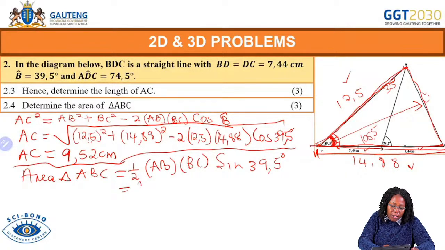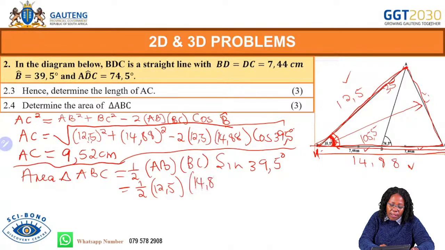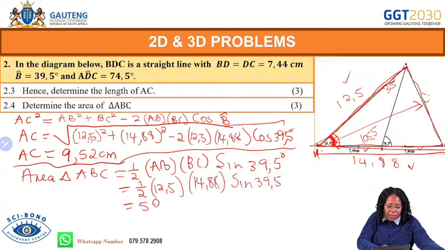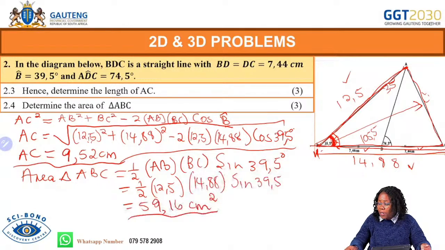And then let's substitute AB, 12.5, BC, 14.88, and then the sine of 39.5. Into your calculator, straight to the answer, grade 12. The area of this is 59.16, because it's in centimeters, it will be square centimeters. That is the area of that particular triangle.